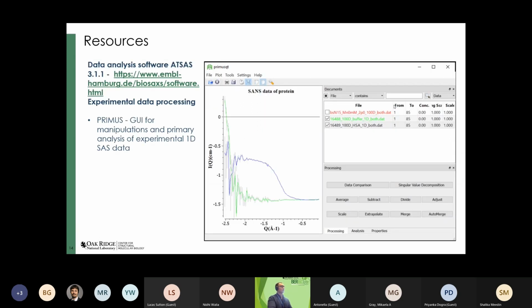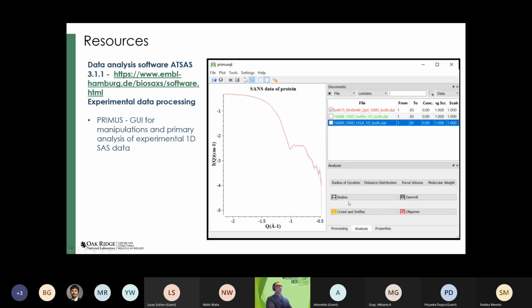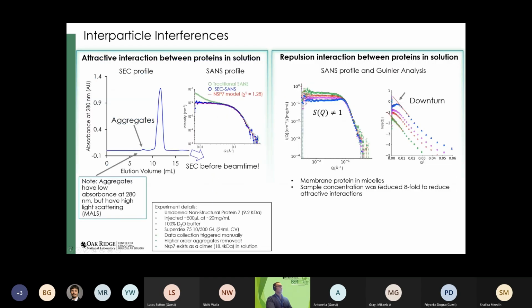So just a quick look here at how the software looks when you do data analysis. You can manipulate our data. There are similar features here, and you can also do radius of gyration, P of R, and calculate the molecular weights using data, as a second source.